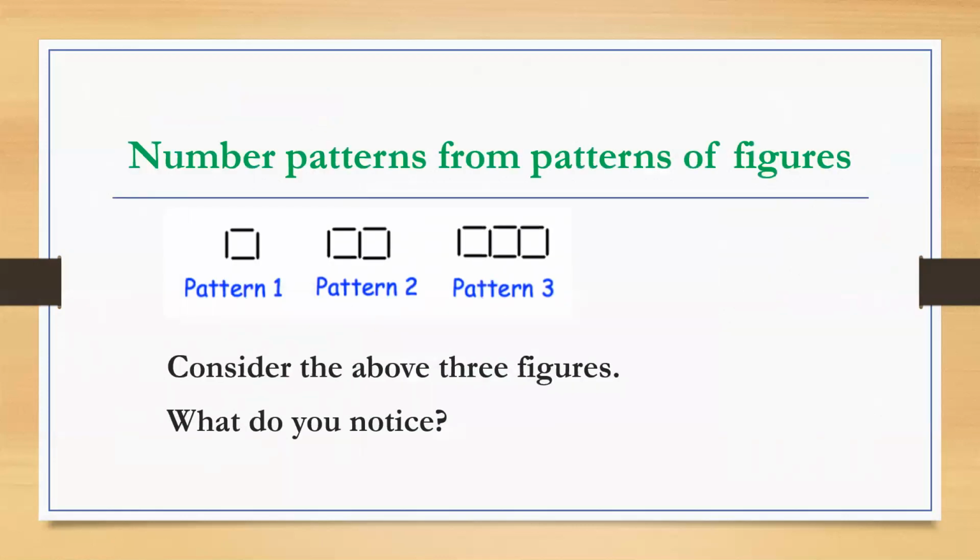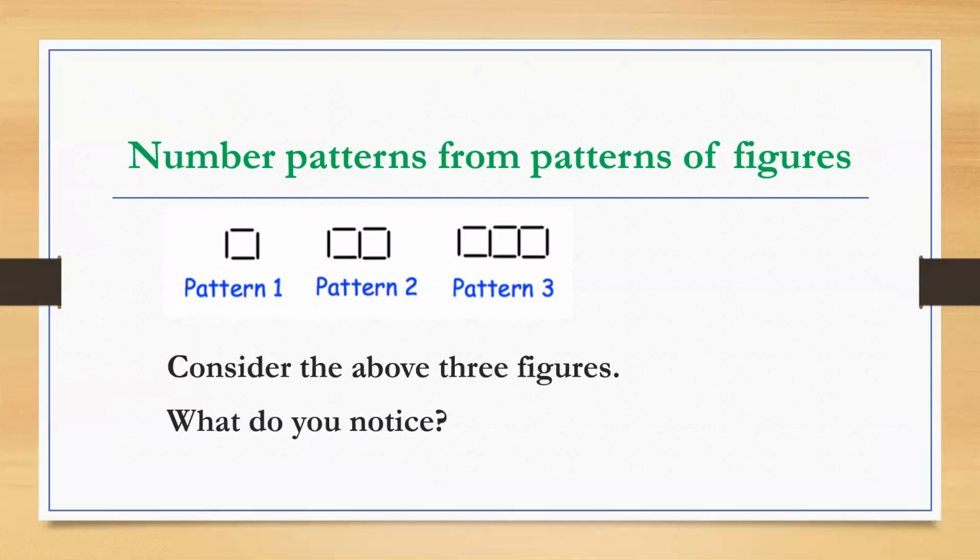We now move on to number patterns from patterns of figures. So in this part, you will be given a set of figures and you will have to identify the rule which is making the figure change. Let us consider these 3 figures: pattern 1, pattern 2, and pattern 3. What do you notice? You can see that in the first pattern, we have 1 square. In the second pattern, we have 2 squares. In the third one, we have 3 squares.